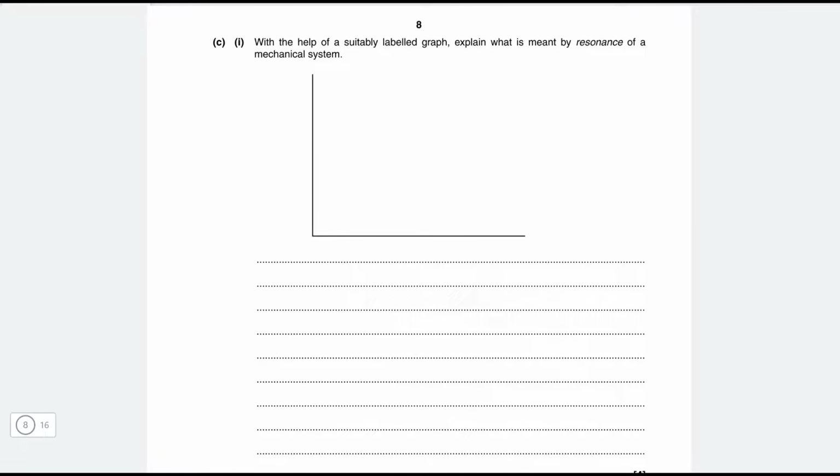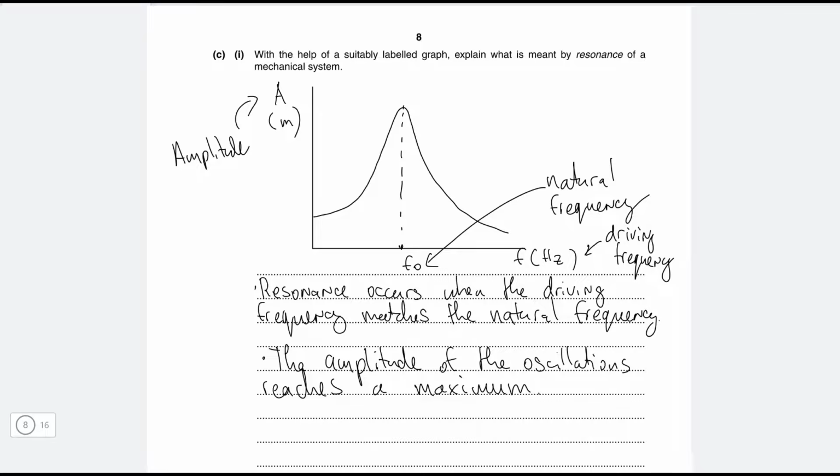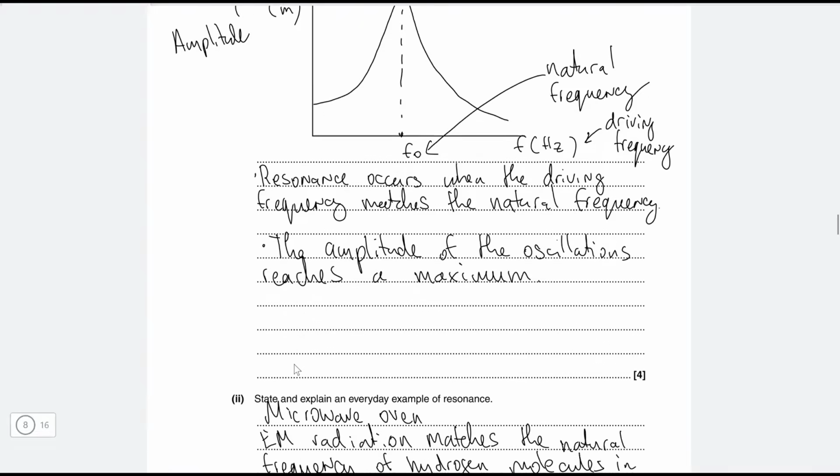Okay, next one here is about resonance. With the help of a suitably labeled diagram, explain what is meant by the resonance of the mechanical system. So here is our graph. We have the amplitude on the y-axis, and we have the frequency on the x-axis. Notice that I've labeled here the natural frequency, so the graph is tending towards a single peak. Resonance occurs when the driving frequency matches the natural frequency and the amplitude has reached the maximum. The amplitude of the oscillations would then be at a maximum.